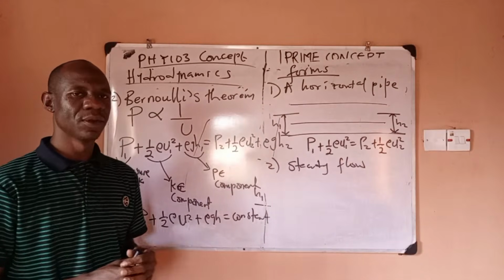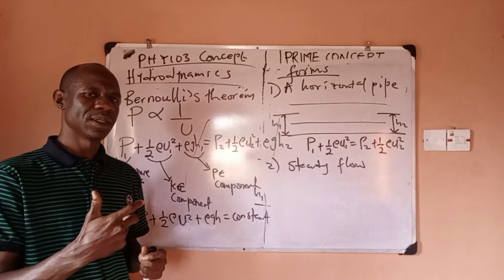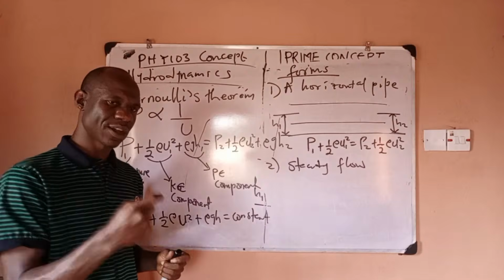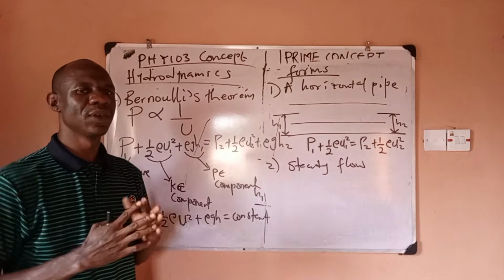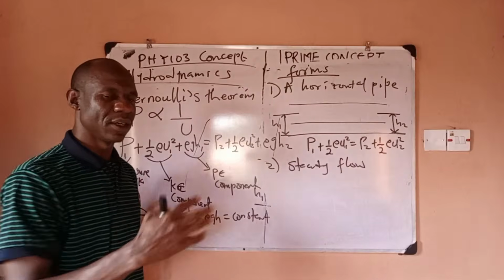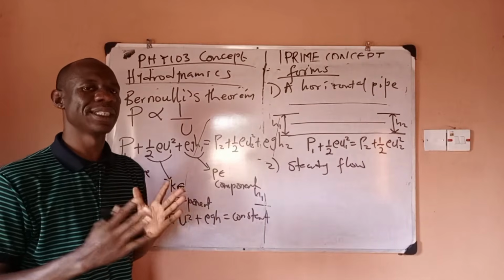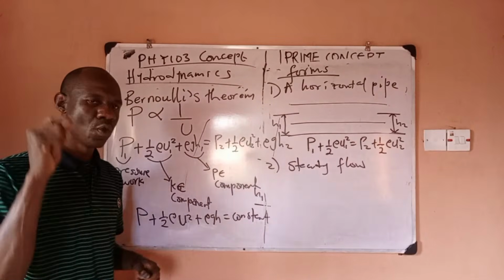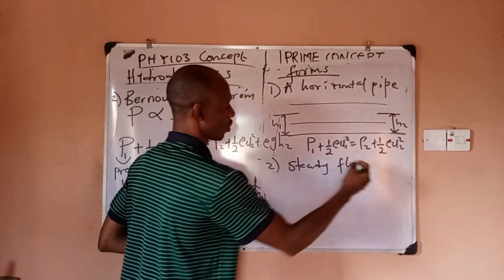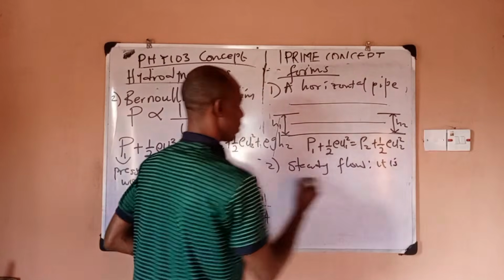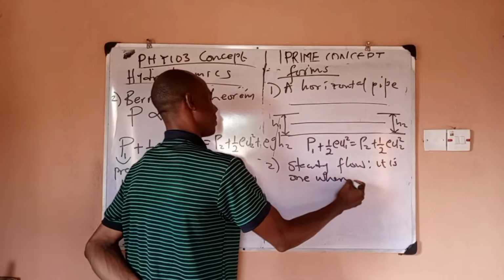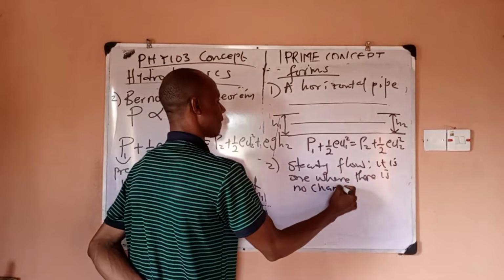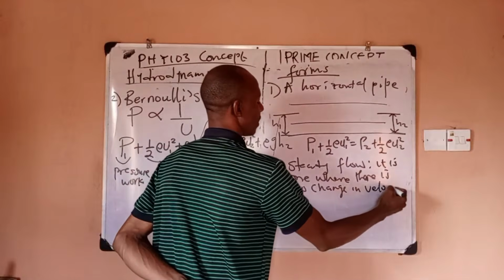Now, a steady flow is a flow that happens when the velocity is what? Constant. So steady flow means that the velocity at every position is the same. So there is no change in velocity. Steady flow is a flow where there is no change in velocity.